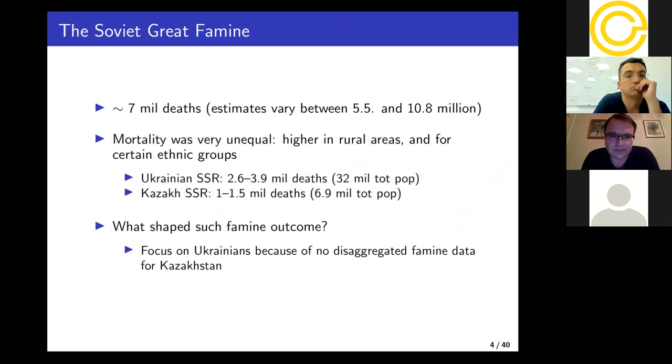What is probably even more important, the subject of our study, is that mortality was very unequal between urban areas and rural areas. It was much higher in rural areas than in cities, and it was particularly pronounced for particular groups.